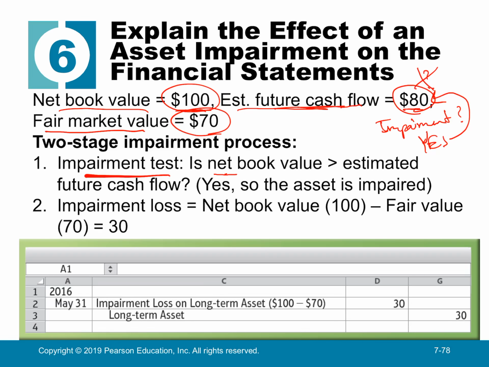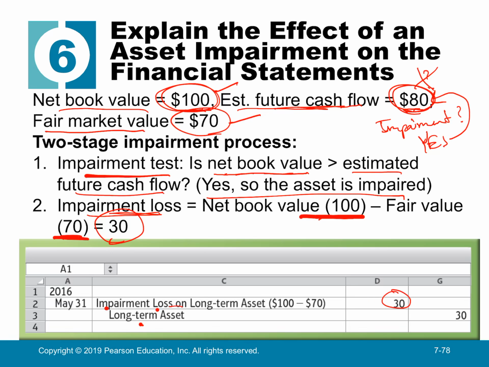So again, first, the impairment test. Is the net book value greater than estimated future cash flow? Which it is. This is greater than this. Then yes, we have an impairment. What is our impairment loss? It's our book value. We have to write it down to our fair value. In order to do that, we have to write this asset down by 30. That's how we get from 100 down to 70. So impairment loss on long-term asset is 30. It's a loss. And we're going to write down this long-term asset by 30. So we're writing it down directly when we do this impairment testing.